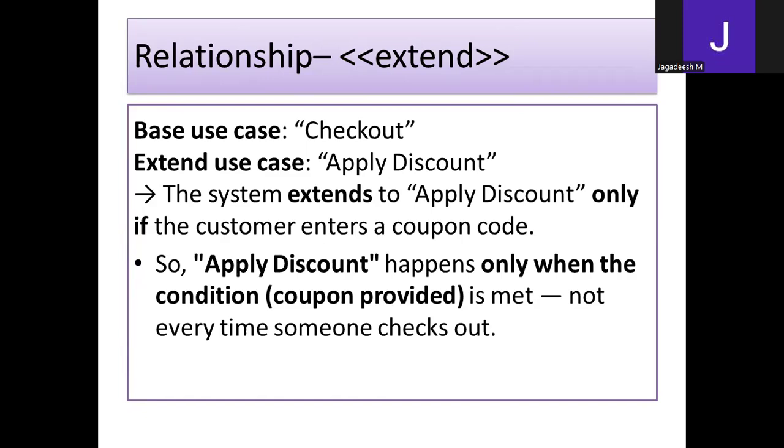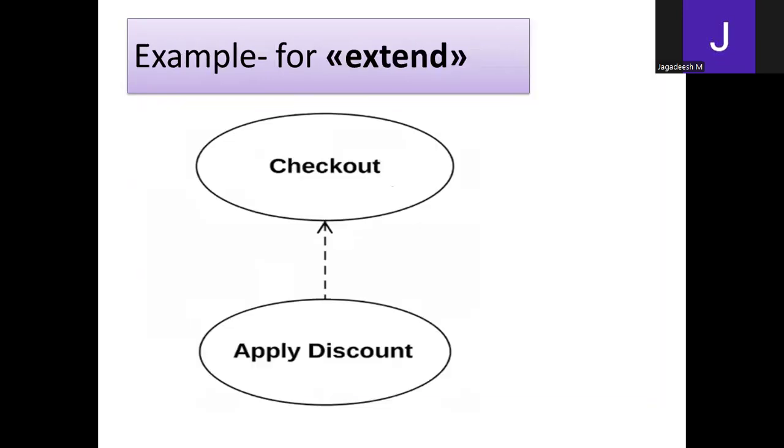At some time you will get the discount. At some time it may not, you cannot make use of the discount, right? It depends upon the individuals as well as it depends upon the time period. So this is the example I'm going to show you in the next diagram. See here, I'm having checkout and apply discount. So apply discount is now depending upon the checkout, right?